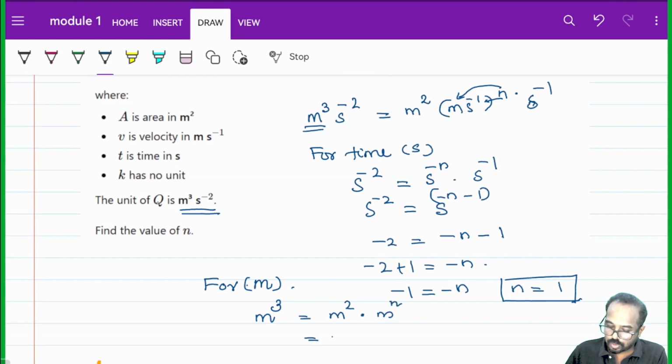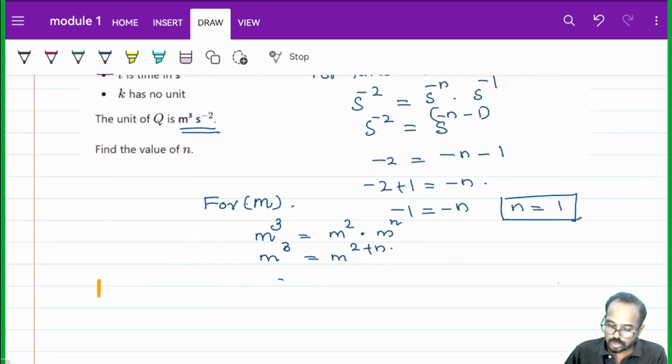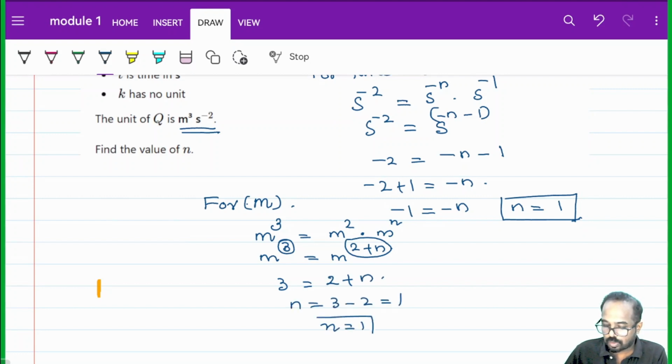Which is equal to m to the power 2 plus n. Left hand side 3. So 3 should be equal to, this power should be equal to this power, right? 3 should be equal to 2 plus n. n is equal to 3 minus 2, which is equal to 1. Again, you are getting n is equal to 1. You can compare the quantities. I hope this concept is clear to you.